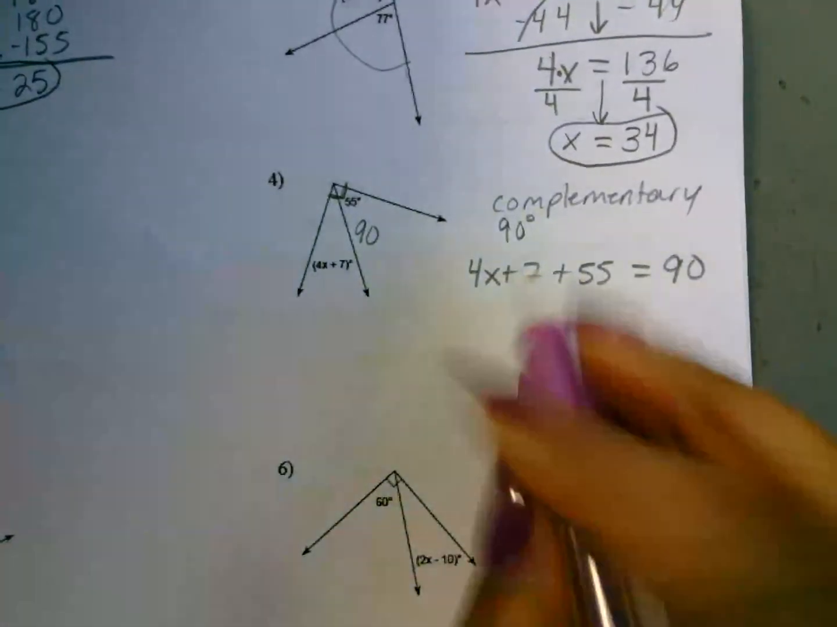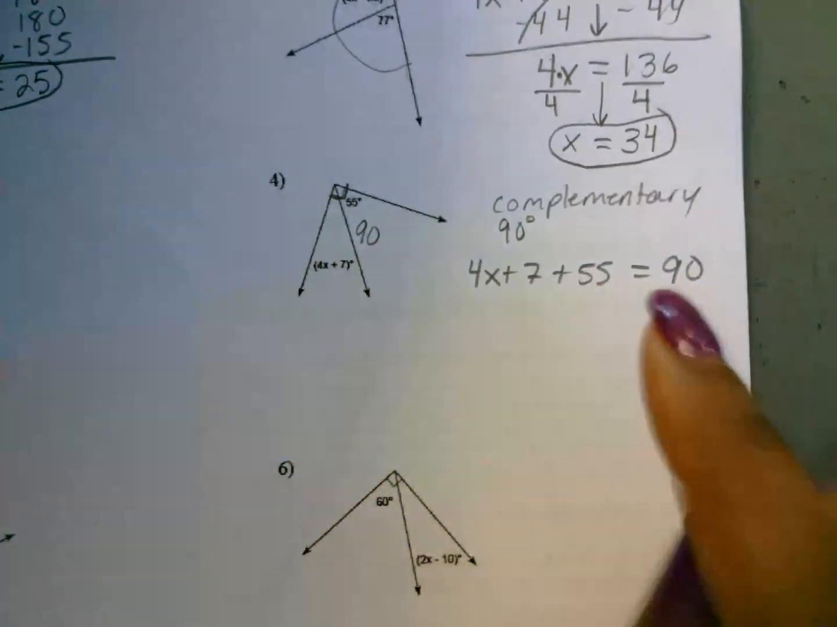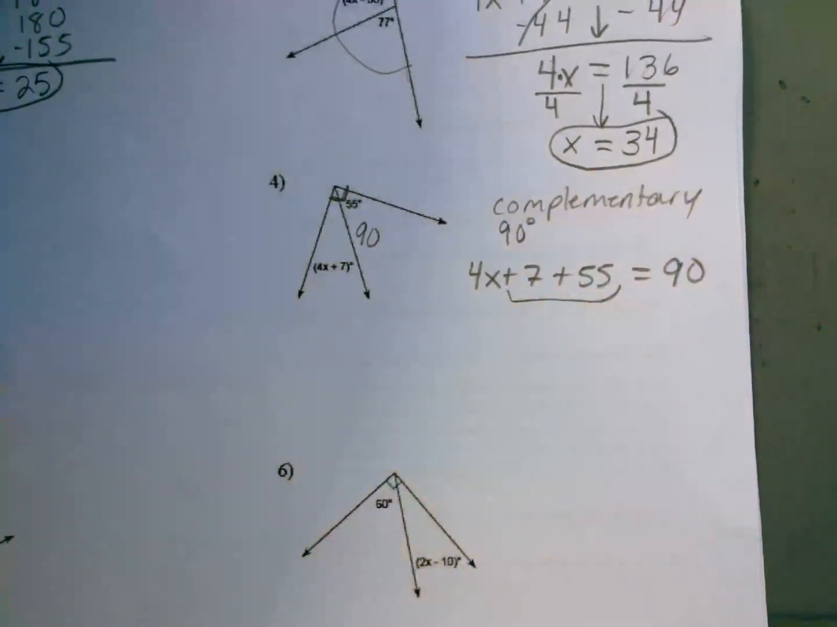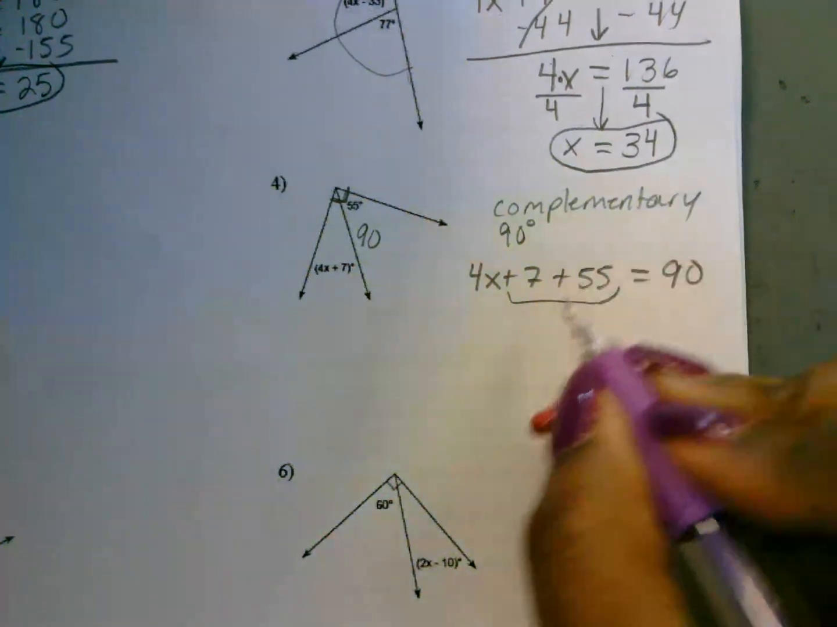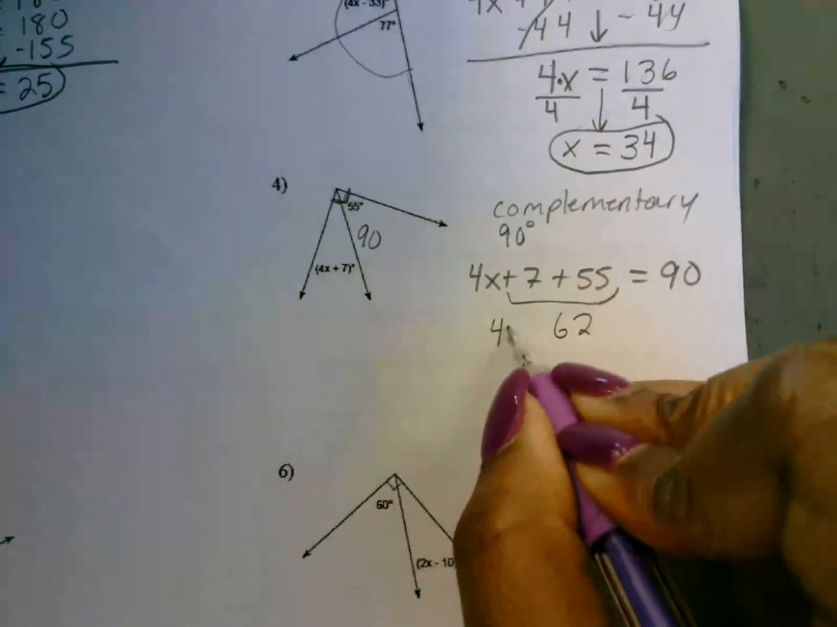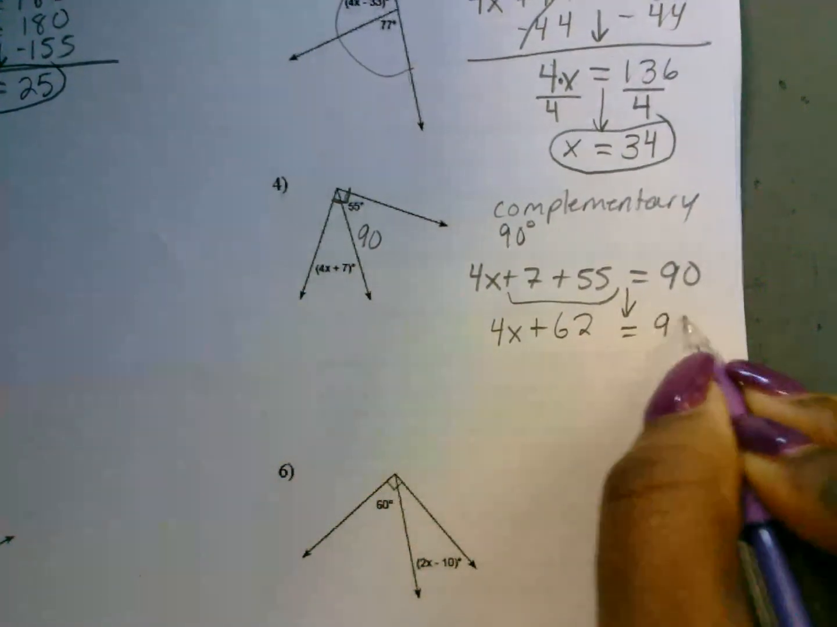So we'll look for distributive property. There's no distributive property in this problem. So we're going to combine like terms. We're going to combine these two terms. We have 7 plus the 55, and that gives you 62. So we got 62 here. We're going to bring down 4x, okay? Bring down the equal, bring down the 90.